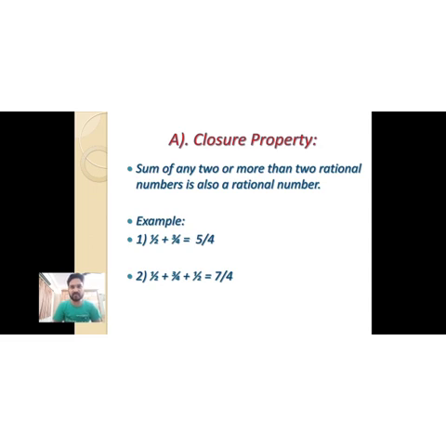For example 2, we have a total of 3 rational numbers, 1 by 2 plus 3 by 4 plus 1 by 2. Our final answer is 7 by 4, again a rational number. So for any rational numbers we add, the resulting answer is also a rational number. This is the closure property in addition.